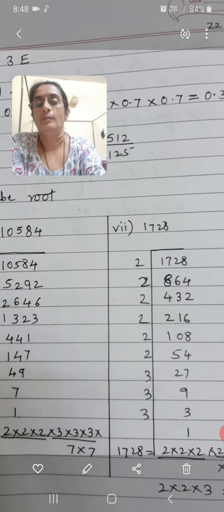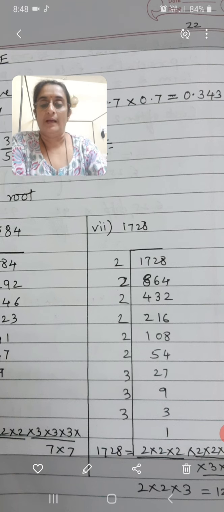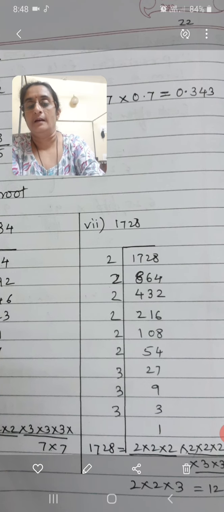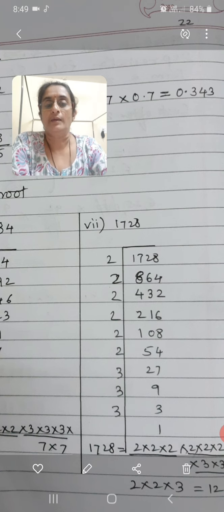Let us go to one more example, that is 1728. So do the prime factorization of the number. You will get 6 twos and 6 threes. Now make groups of 3. So a group of 3 twos is 1, again a group of 3 twos is another, and a group of 3 threes is 1. So you will get 2 into 2 into 3, that is 12. So the cube root of 1728 is 12, and so 1728 is a perfect cube number.